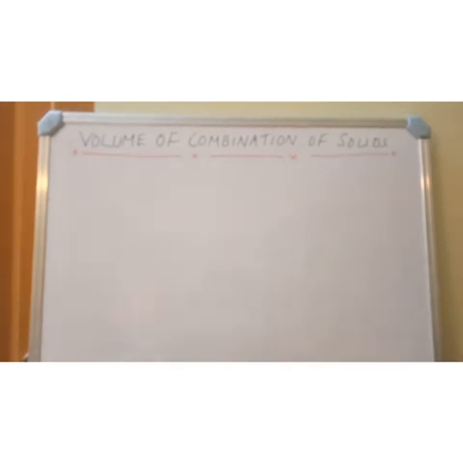Let us start the continuation of the previous topic. Volume of a combination of solids. In the previous section, we have discussed how to find the surface area of solids made up of a combination of two basic solids. Here, we shall see how to calculate their volumes.